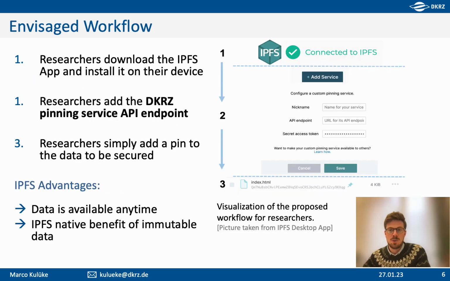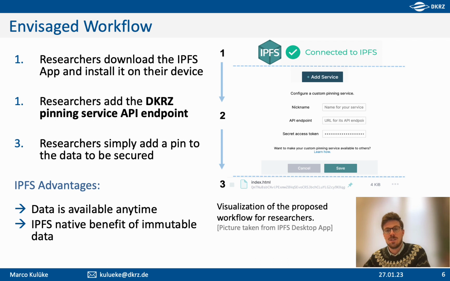How does our proposed use of the pinning service look like in practice? Step 1. The researcher downloads the IPFS desktop app. This is fairly easy and is explained within the GitLab repository. Second, the researcher adds the dataset pinning service API endpoint to the IPFS desktop app. Step 1 and Step 2 only need to be applied once.